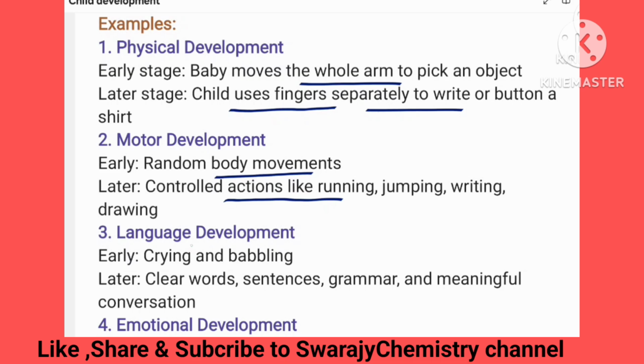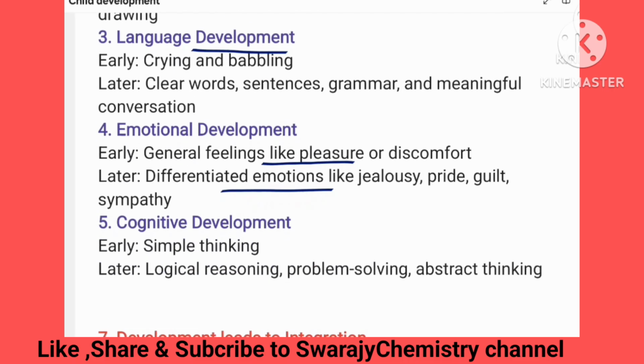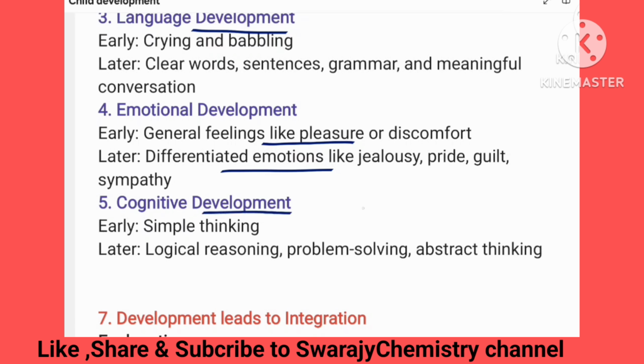So if we consider language development, early crying and babbling; in the later stage, we can see clear words, sentences, grammar, and meaningful conversation making. If we look at emotional development, in the early stages, general feelings like pleasure or discomfort. Later, differentiated emotions like jealousy, pride, guilt, sympathy. If you take cognitive development, in the early stage, only simple thinking, but in the later stage we can see logical reasoning, problem solving, abstract thinking.